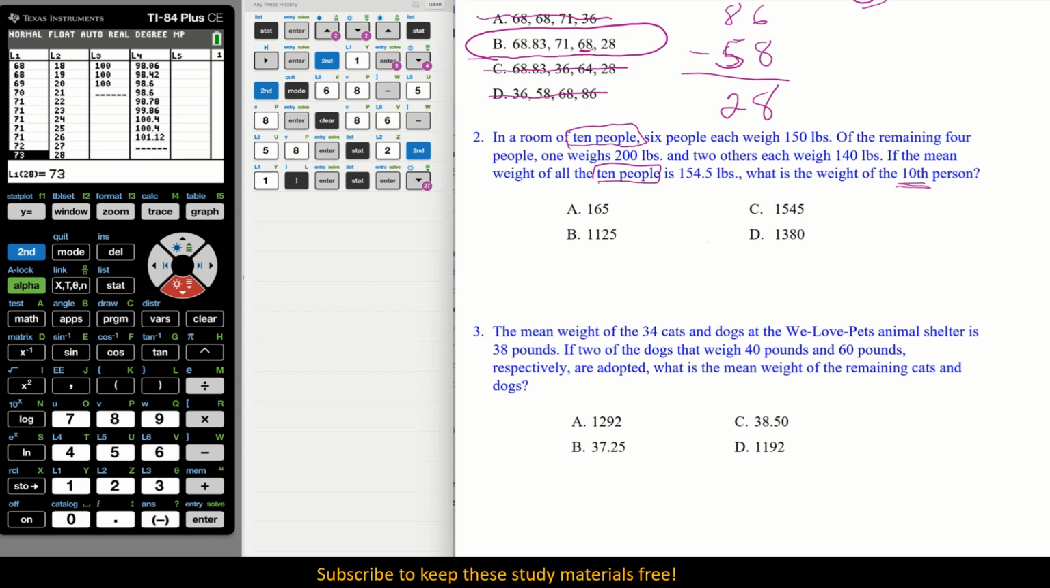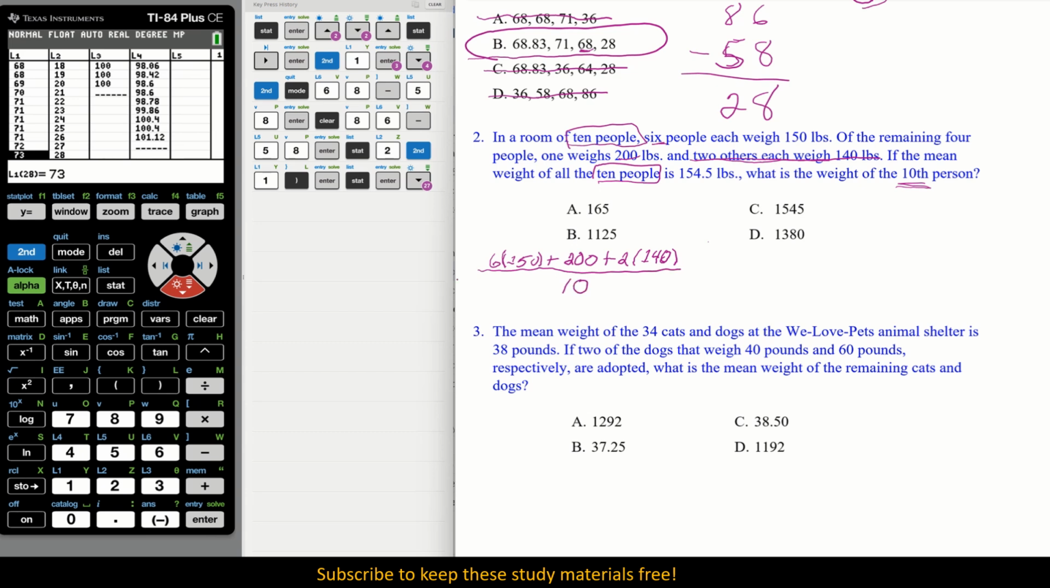Okay, so what are we really doing here? This is what we're doing. We are going to take 6 people, so 6, and in parentheses to multiply this, we have 150. Then we have plus 200. Then we need 2 others each at 140. That again is 2, and then in parentheses, we can go 140. Okay, now to get the mean, remember we add everything up, and then we're going to divide it by the total.